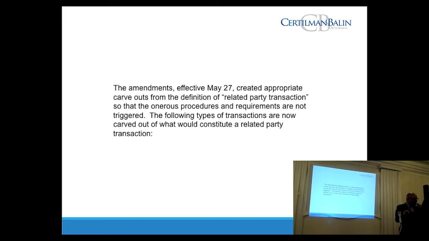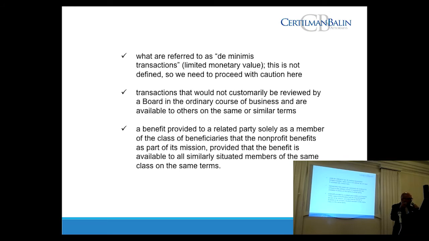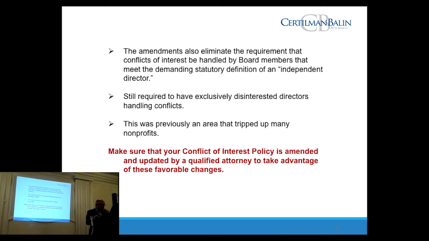So one of the main things that the May 27th amendments did is they created appropriate carve-outs from the definition of related party transaction. One of the most significant ones is what the statute now refers to as de minimis transactions, basically a transaction that's of limited monetary value. So take my $100 transaction with the plumber who's on your board. Because it's of limited monetary value, it is no longer a related party transaction, so we don't have to worry about all those onerous procedures for that transaction. And there are other carve-outs as well, and you can look at those in your materials.